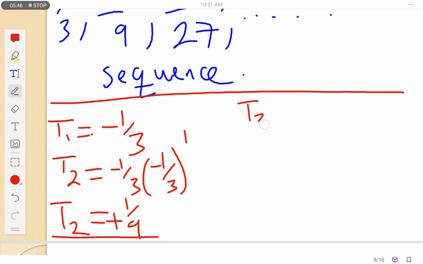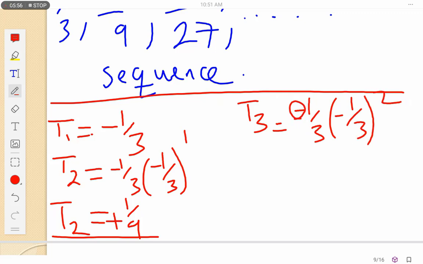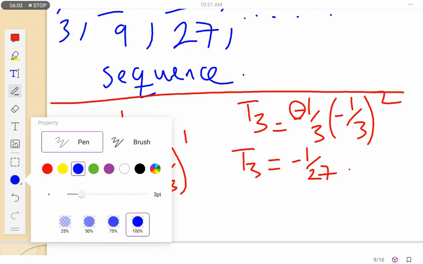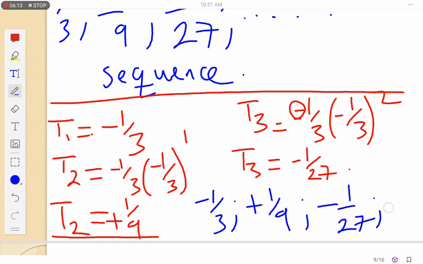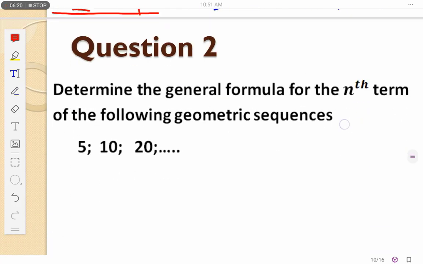Then T3 is now minus 1 over 3 times minus 1 over 3 squared. This one becomes a positive. Then with this negative, it becomes a negative. So we have minus 1 over 27. So the sequence for this one becomes minus 1 over 3, plus 1 over 9, minus 1 over 27 and so on. This becomes the sequence. Okay, so this is how you answer that question. Let's move on to the other question.